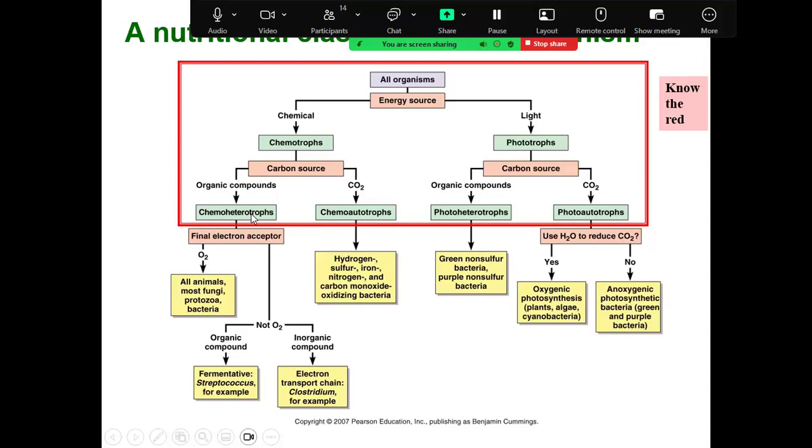You can divide the chemoheterotrophs by what the final electron acceptor is, and we'll talk about this with aerobic respiration, which is why I'm bothering to mention it now. And if oxygen is the final electron acceptor, then the organism is an aerobe performing aerobic respiration. All animals, most fungi, protozoa, and bacteria are chemoheterotrophs like E. coli, but you can get a chemoheterotroph where oxygen is not the final electron acceptor.